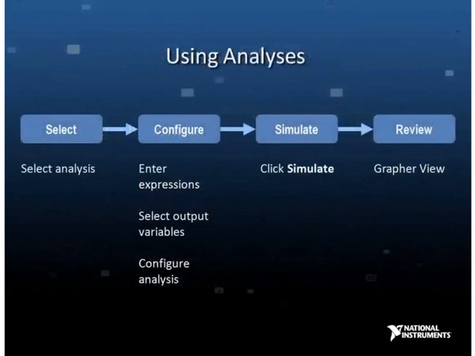Using analysis is a four-step process. Assuming you have a ready-to-simulate circuit, we must first select the analysis that we wish to conduct and proceed to configure it by entering expressions, selecting output variables, and configuring the analysis and parameter options. Then, simulating the circuit, and finally the performance evaluation using the graph review and the post-processing options.